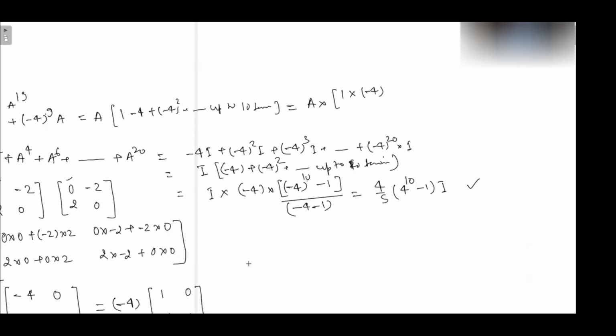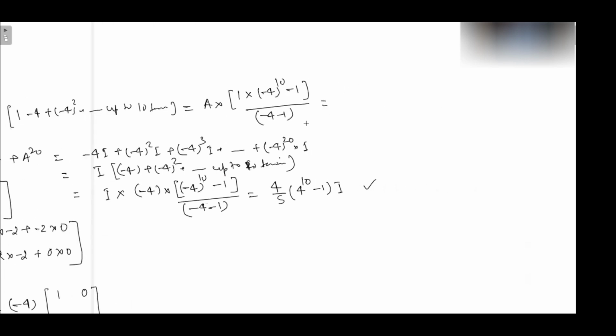So 4 raised to the power 10. So here too, minus 4 raised to the power 10 minus 1 divided by minus 4 minus 1. What we eventually got here is 4 raised to the power 10 minus 1, and then upon 5 into A.